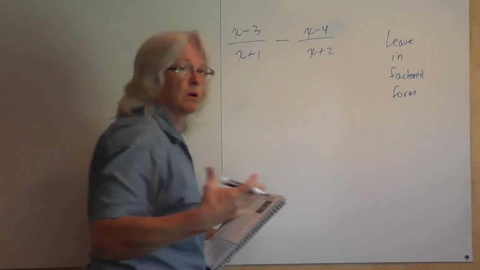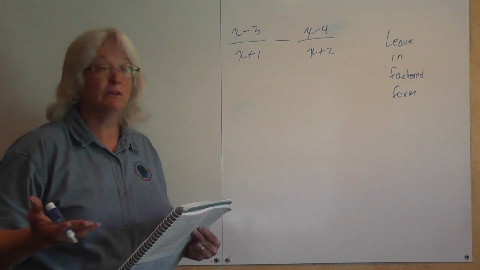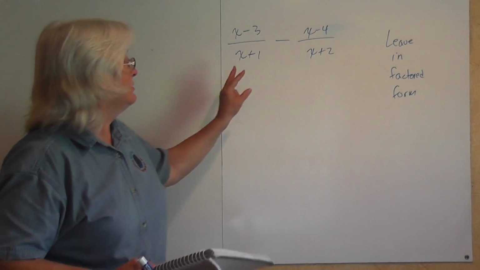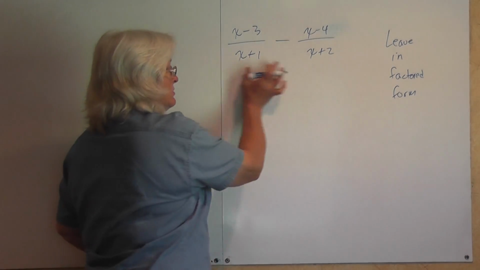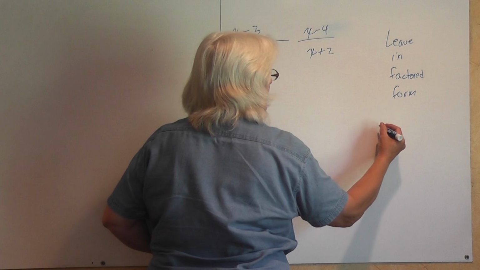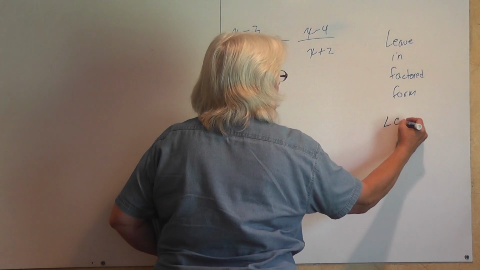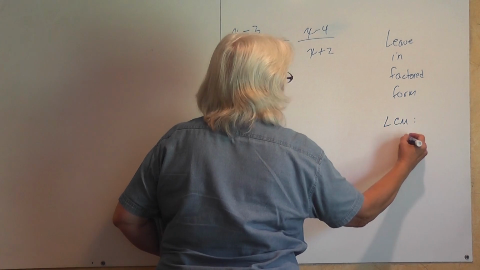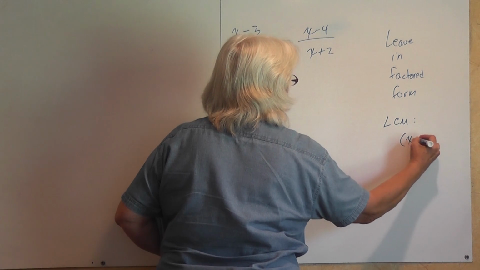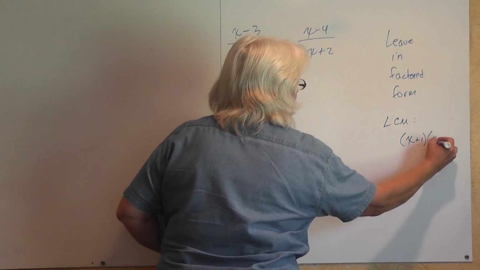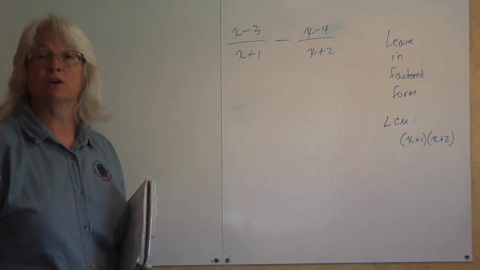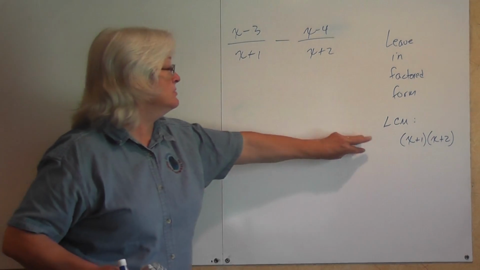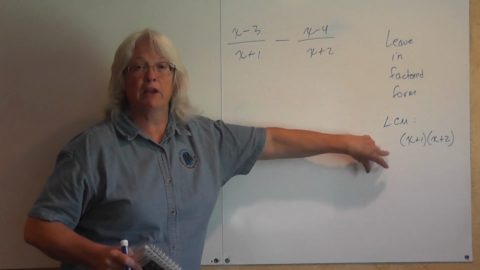So when we're working with this problem, what's the first thing that we need to do? Well, first we have to determine what the least common multiple is. We have two separate factors. There are no common factors, so our least common multiple is simply the product of those two factors, x plus 1 times quantity x plus 2. So this is what we're going to use for our common denominator.